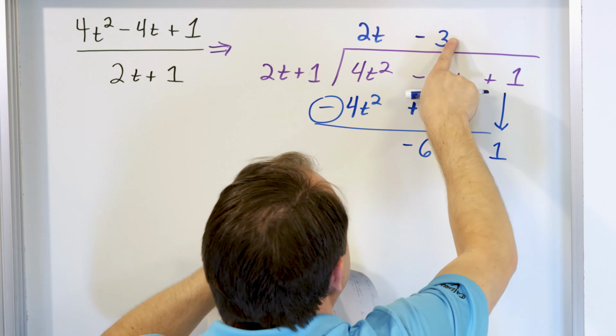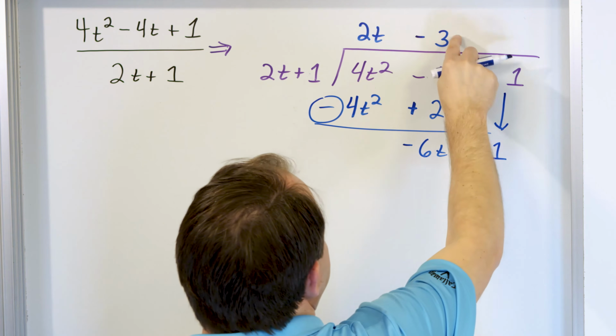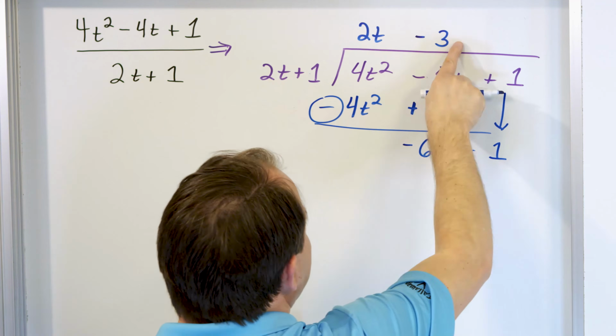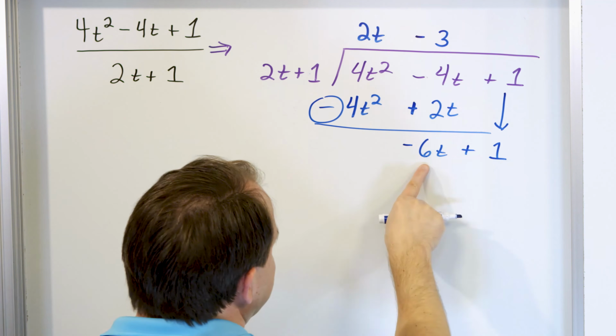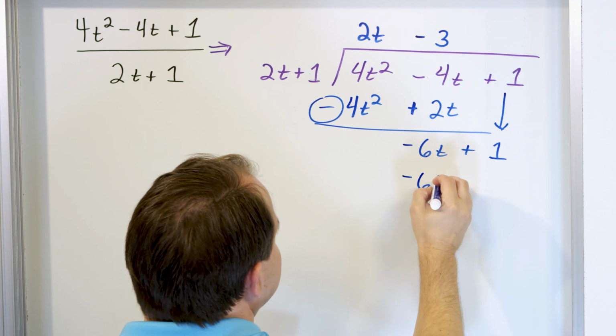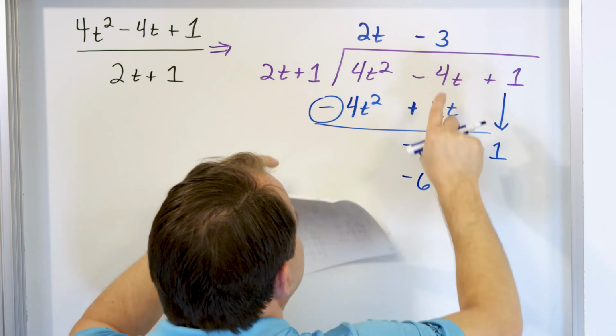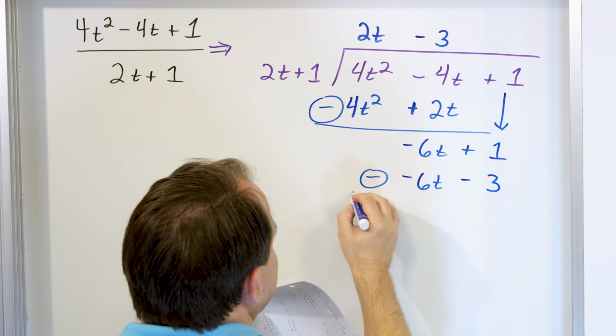2t times the negative 3 is going to give me the negative 6t that I have there. So I don't need to put a t here. When I do this multiplication, I'm getting the t that I need, right? So it's this times something gives me this. So when I do the multiplication this way, of course, I'm going to get the negative 6t. And then the negative 3 times the positive 1 is going to give me negative 3. So I have to subtract like this.